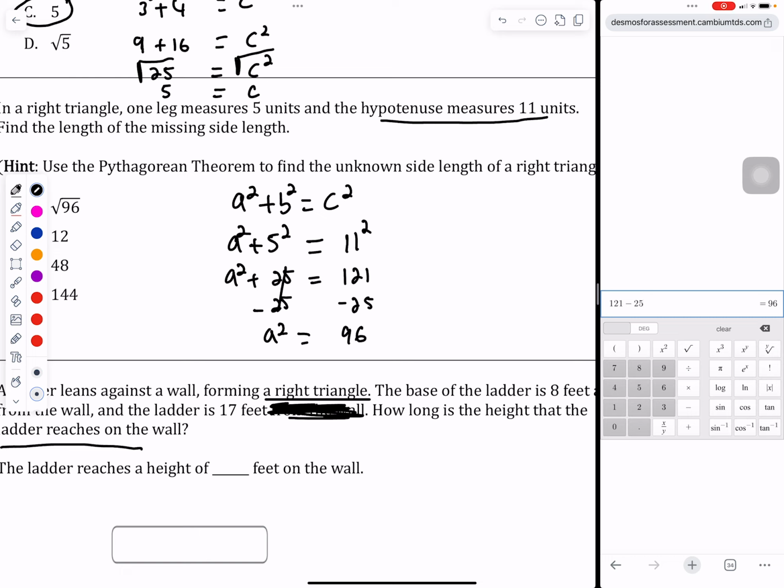I'm not done, all right? I have found what A to the second power is equal to. I need to find what A is equal to. So I need to take the square root of both sides. The square root of A to the second will give me A. The square root of 96, we could leave like that as the square root of 96. Now, we don't need to find the approximate answer unless they ask us for it.